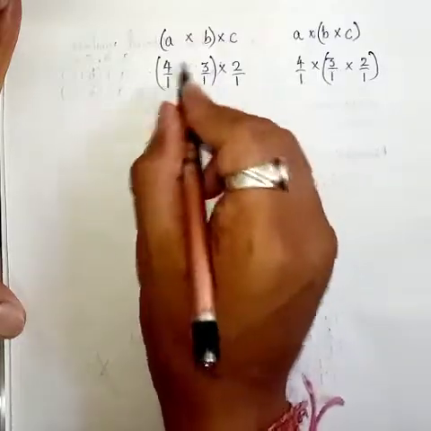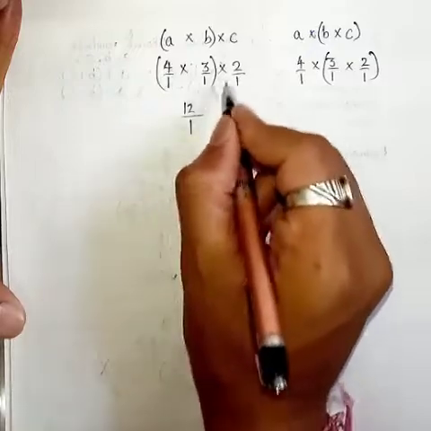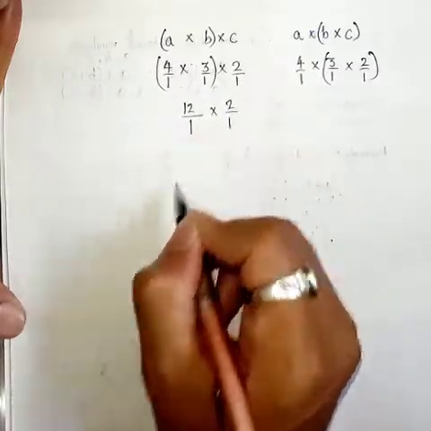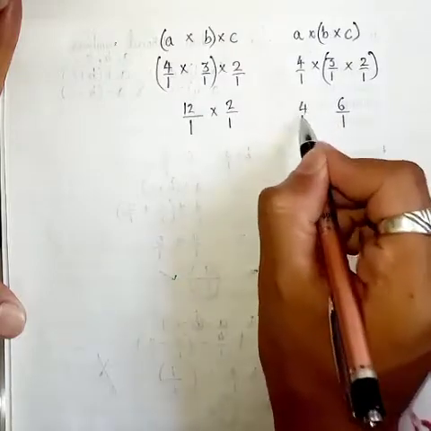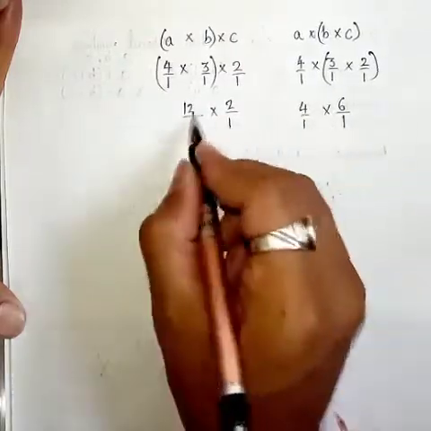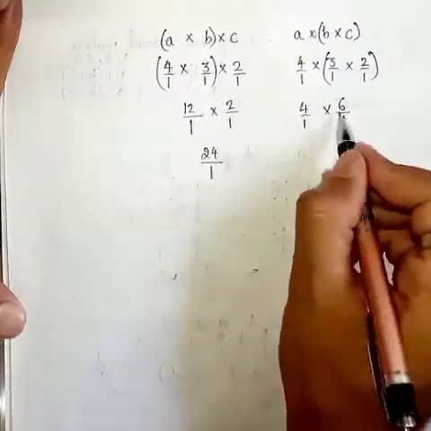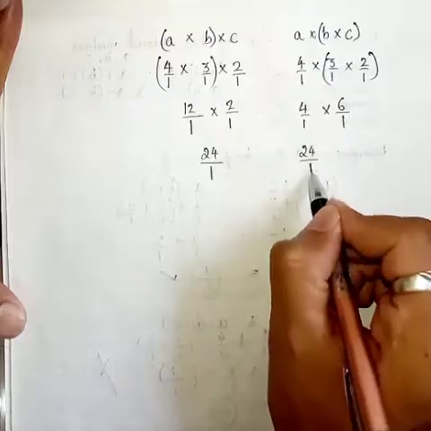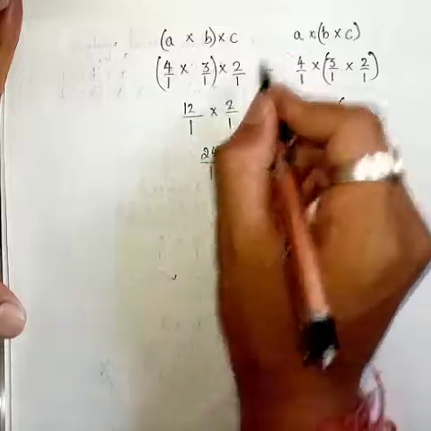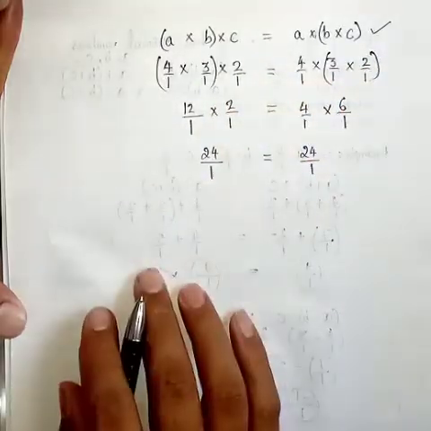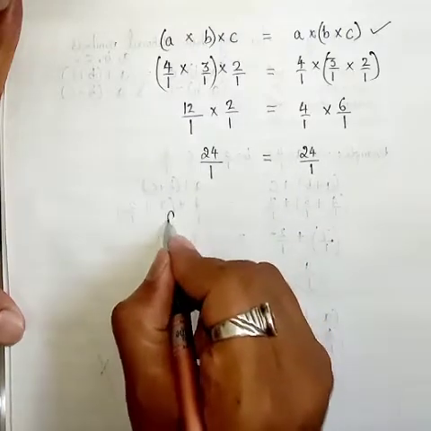Now we have to multiply this part first. So 4 threes are 12, 1 one is 1, multiplied by 2 by 1. Here 3 twos are 6, 1 one is 1, here 4 by 1. Now multiplication: 12 twos are 24, 1 one is 1; 4 sixes are 24, 1 one is 1. So I find that both my results are the same. It means multiplication is associative. Now we will find out for division.